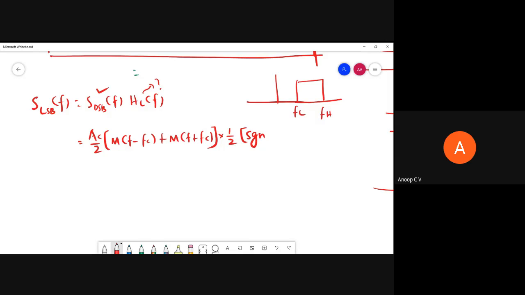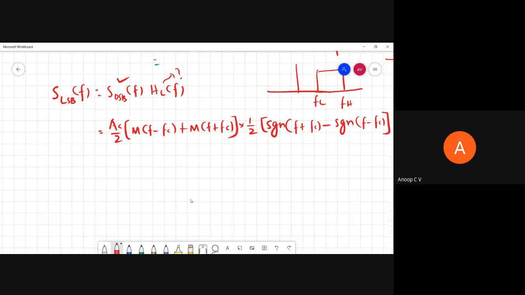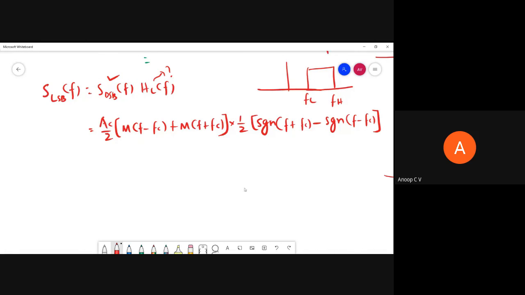Right, no response, right? So half time signum of F plus FC minus signum of F minus FC. So this is what we got now. Now what we can do is go on expanding it, and we can obtain a compact expression. If you take the inverse Fourier transform of that, that will result in our time domain expression. So maybe we can go on expanding it.